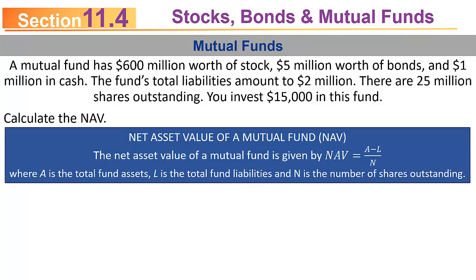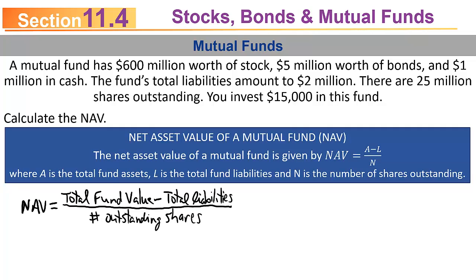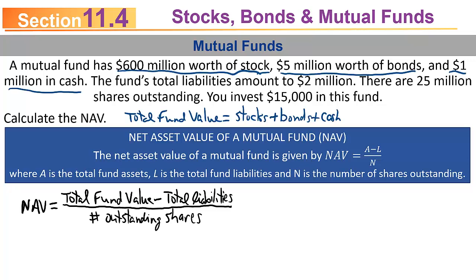NAV is A minus L over N. If you have trouble remembering all those letters, just think of it in words. The NAV is the total fund value minus the total liabilities divided by how many shares are outstanding. In other words, how many shares exist of that fund. So here the total fund value is the sum of the stocks and bonds and cash. You're told you have $600 million worth of stock, another $5 million worth of bonds, and then $1 million worth of cash. So $600 million plus $5 million plus $1 million is $606 million. So the total fund value is $606 million.